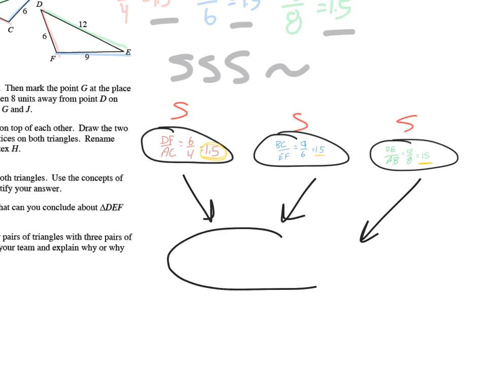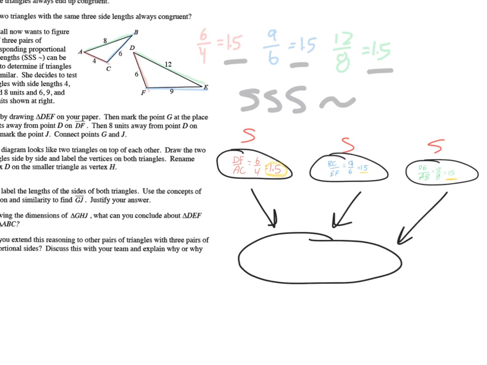So I draw an arrow from all of those facts to our similarity statement now, which would be stating that triangle ABC is going to be similar. Now be careful how you write this. Triangle ABC would be similar to DEF. And now I'm going to write side, side, side similarity.